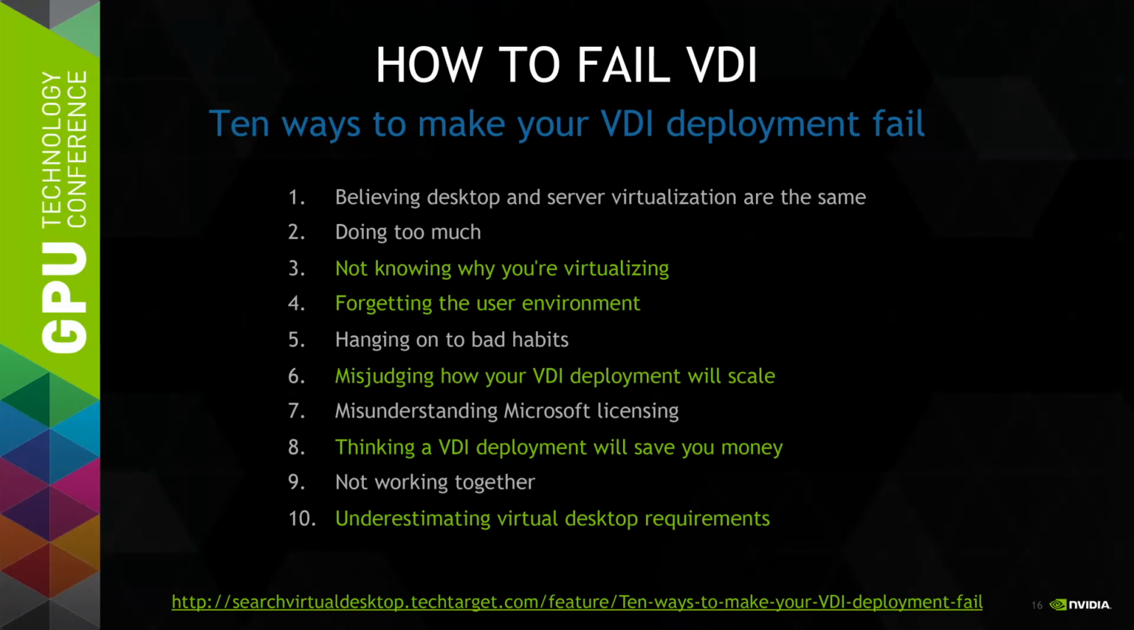Misjudging how your VDI will scale. Sometimes in the initial deployment phase, how to scale out throughout the organization isn't thought out. First you buy a server architecture that maybe can support 16 users. And as you increase density, maybe you try to cram 32 users into that server, and then everyone starts having poor performance on their desktop.